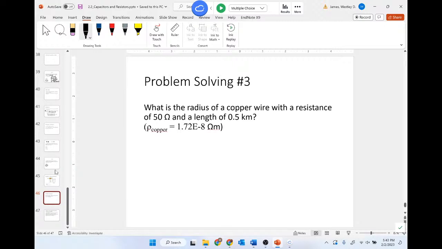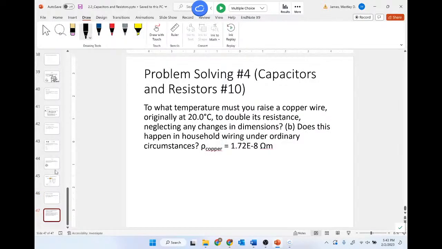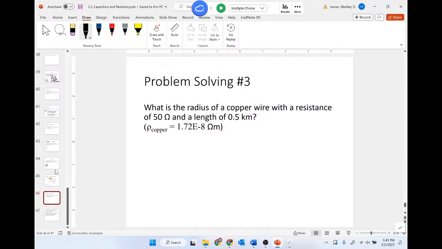And let's see, is the next one pretty long? Okay, we already did that one basically. All right, what is the radius of a copper wire with a resistance of 50 ohms and a length of 0.5 kilometers? We're just exploring how to use this equation, just putting all the pieces together.